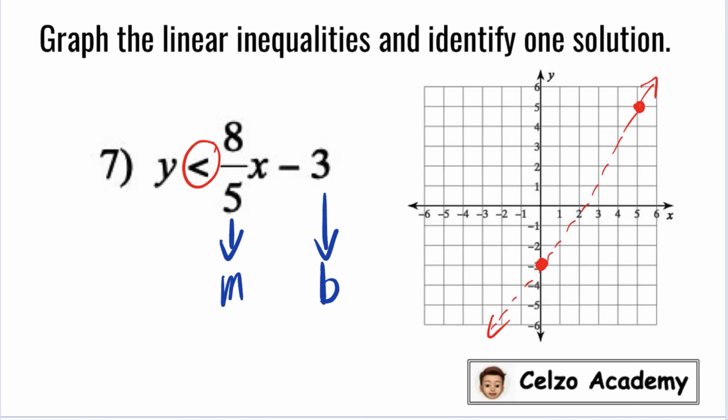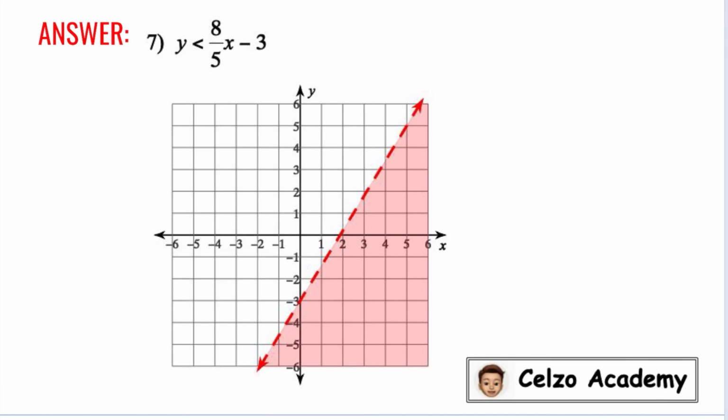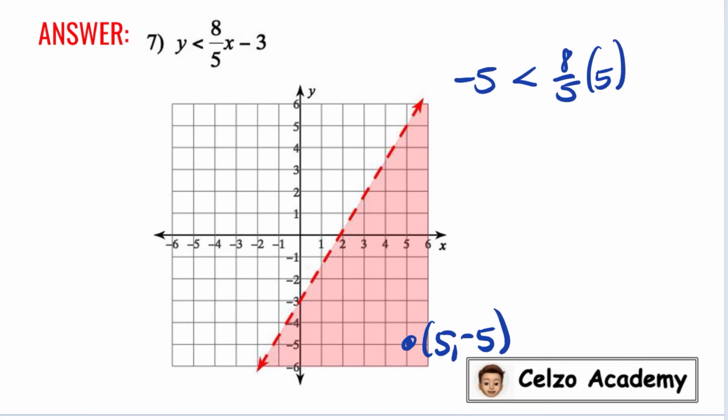Are we shading upper half or lower half? We're shading the lower half because you have less than. This means that anything in the shaded region is a solution to this inequality. Let's try the point (5, -5). Plugging in (5, -5) into the inequality, we have -5 is less than 8/5 times the x value 5 minus 3.